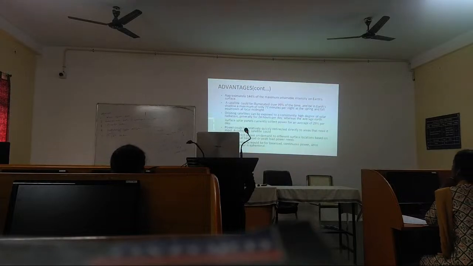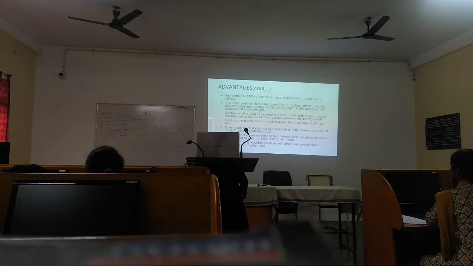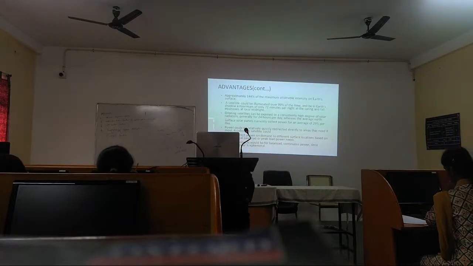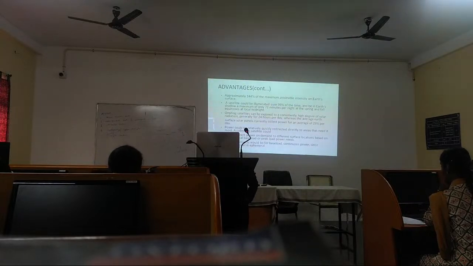Approximately 144% of the maximum attainable intensity on Earth's surface. That means if 100 is on Earth, it is 144 in space. The satellite could be illuminated over 90% of the time. Orbiting satellites can be exposed to a consistently high degree of solar radiation, generally for 24 hours a day.